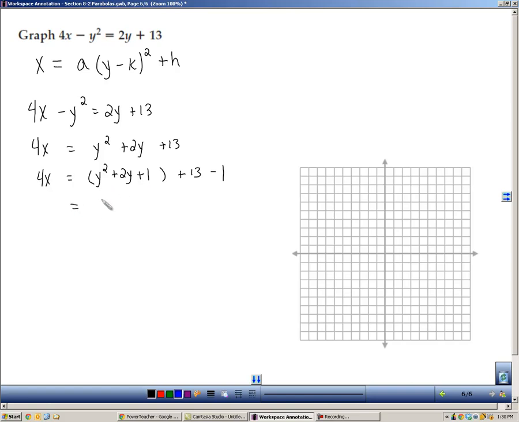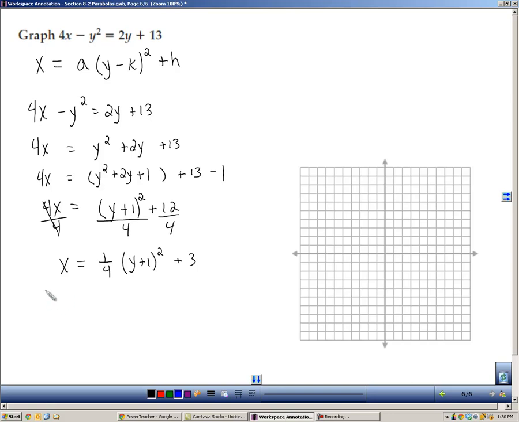So now that this is a perfect square trinomial, it creates a y plus 1 squared plus 12. And now I can divide this term by 4, this term by 4, and this term by 4, giving me a 1/4 times y plus 1 squared plus 3. And that's much nicer than if I would have tried to divide by 3 up here. So here is the standard form for my parabola.